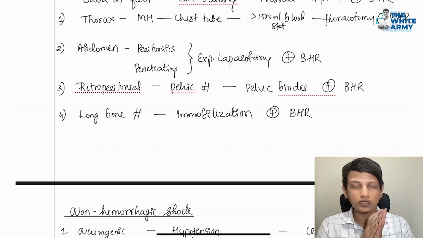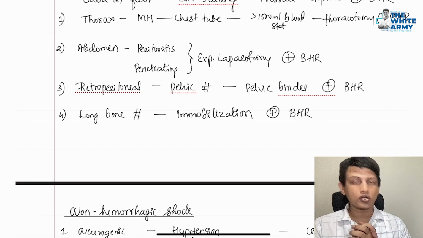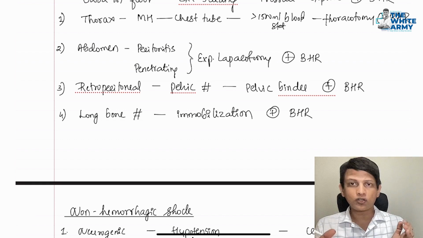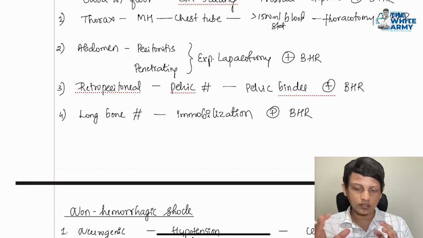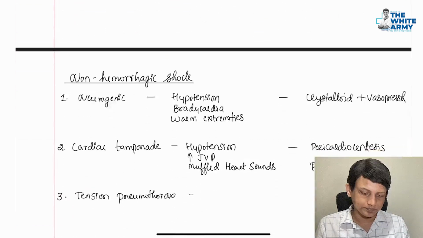So immediately put the pelvic binder and start doing the BHR. If it is long bone fractures, that can also bleed a lot. Immobilize with a splint or something, immobilize that fracture, start doing the BHR. Okay, these are the 5 scenarios of bleeding, how to manage that.